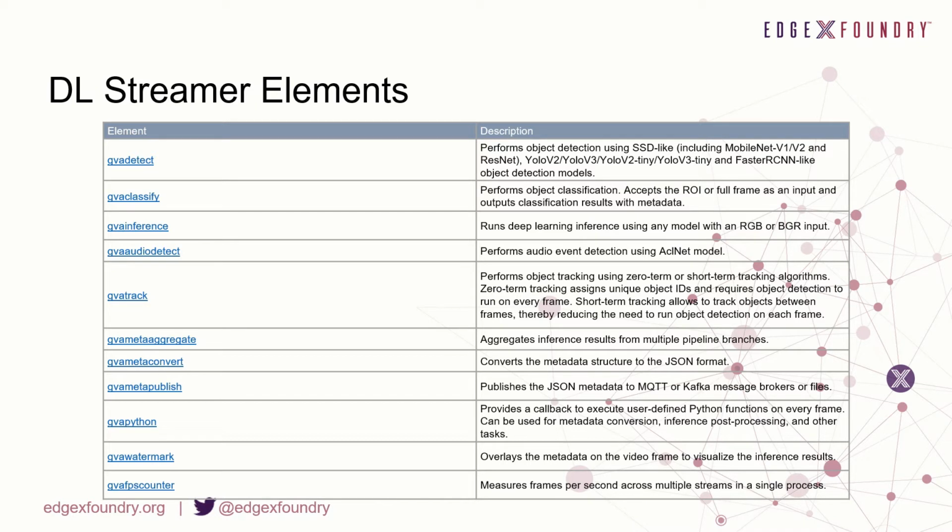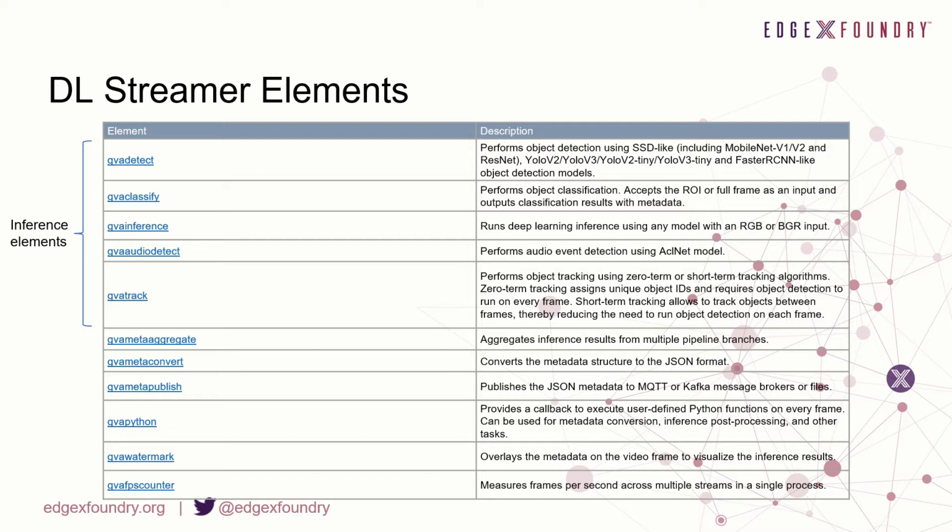This is a list of the different elements that you can find inside the DL Streamer. These first are the inference elements. We already saw the first one, which was GVA detect. This is to perform object detection using models such as face detection, vehicle detection, product detection, etc. The next one is GVA classify. This command is used for classification models such as age and gender, vehicle attributes for color and type, etc.